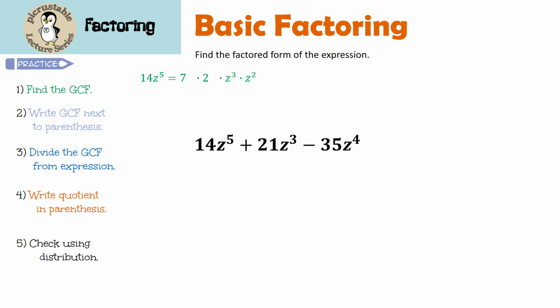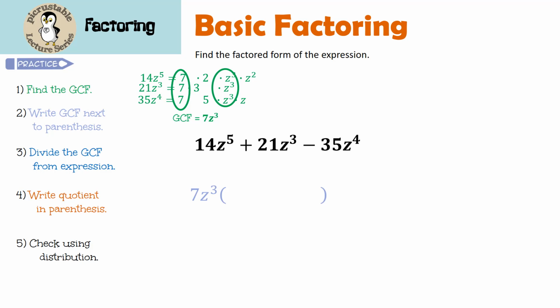14z to the fifth is 7 times 2 times z to the third times z to the second. 21z to the third is 7 times 3 times z to the third. 35z to the fourth is 7 times 5 times z to the third times z. We're going to circle our greatest common factor, and that turns out to be 7z to the third. Our next step is to write that next to the parentheses.